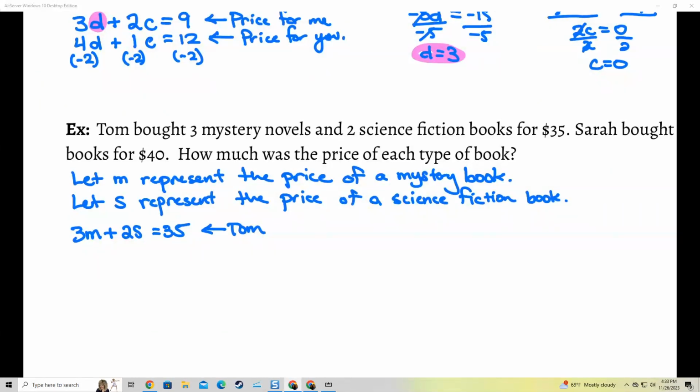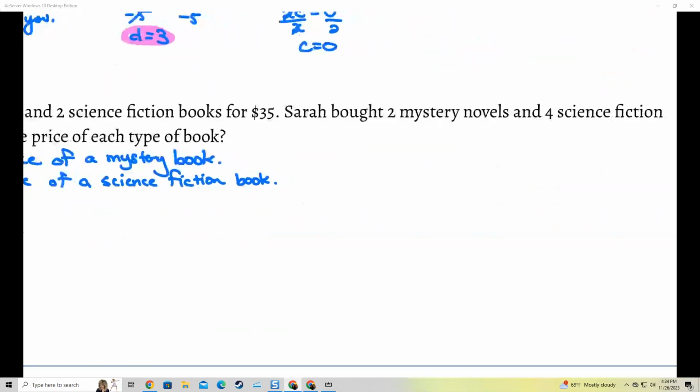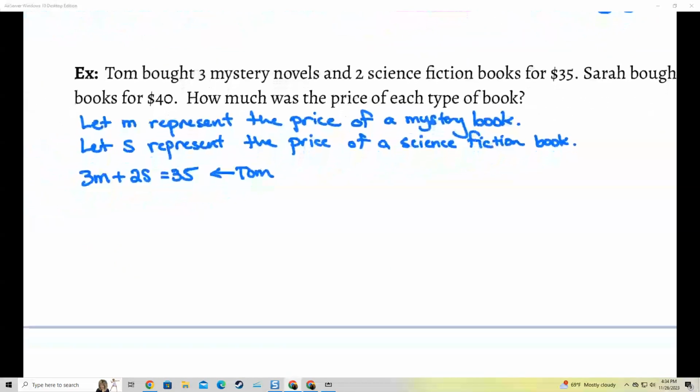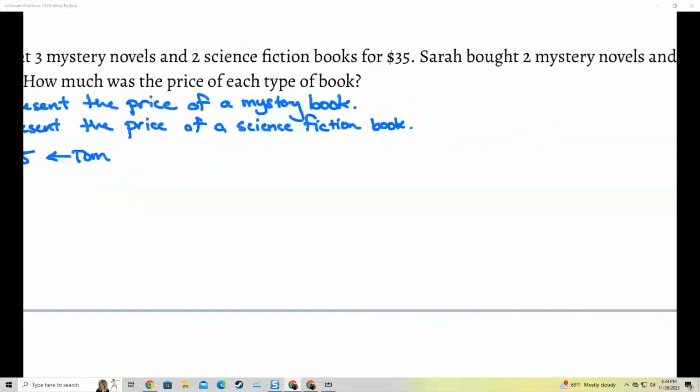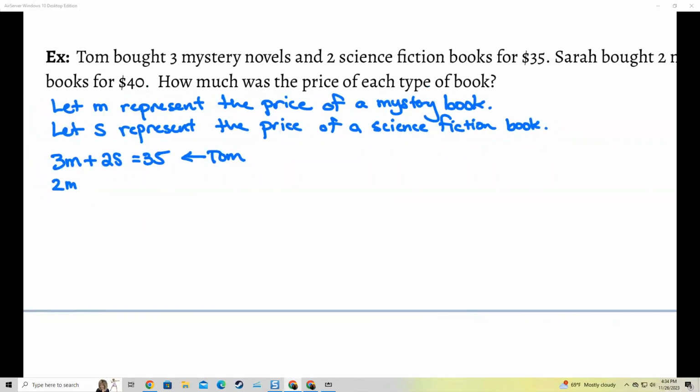And for Sarah, she bought 2 mystery novels and 4 science fiction books for $40. So I already forgot what I said. 2 mystery books plus 4 science fiction books for $40. This is for Sarah. Is there any number that I can multiply by so that they cancel? Yeah, it looks like I can multiply the top one by -2. So let me go ahead and do that. I'm going to multiply this top one by -2.